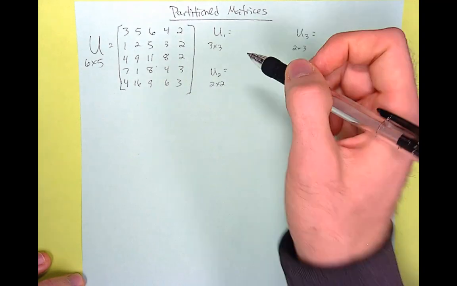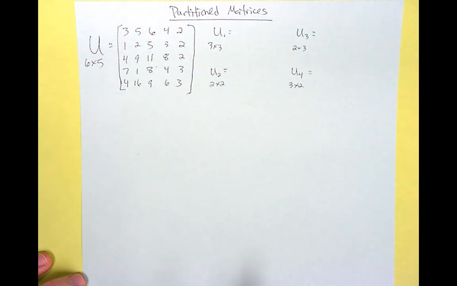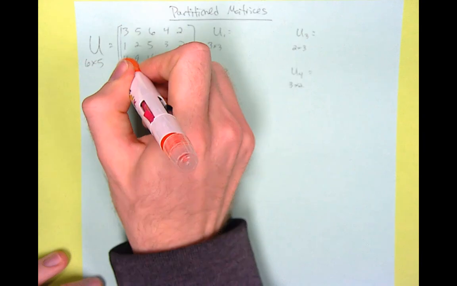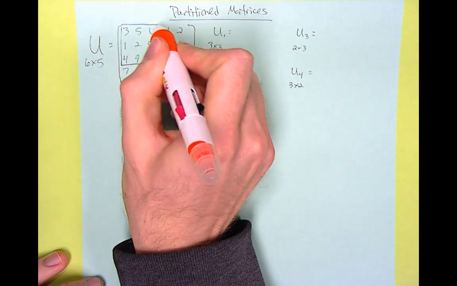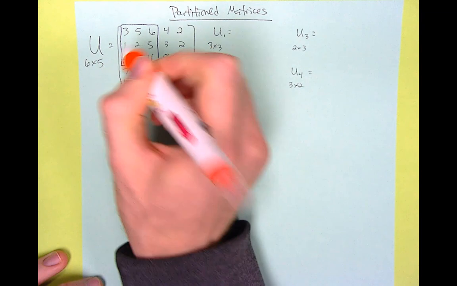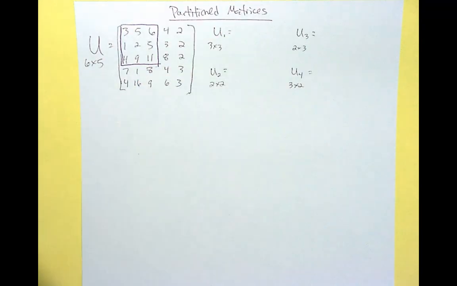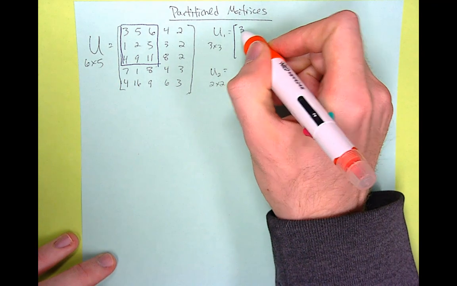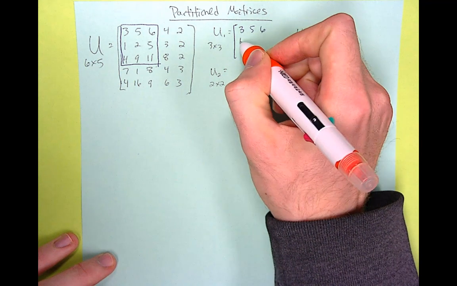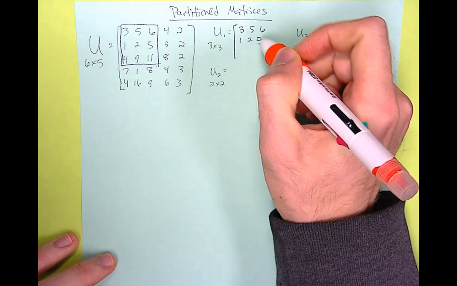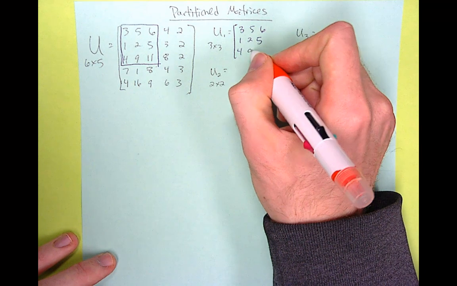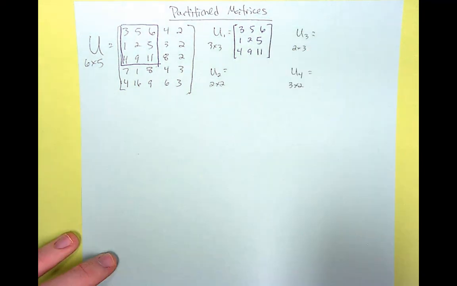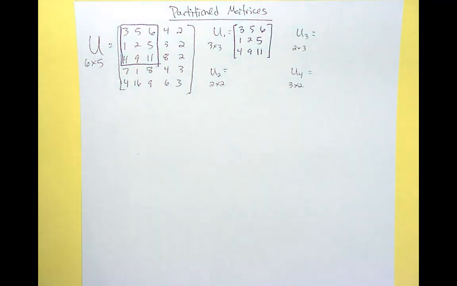So U1, we're going to take this first section. If you notice, we break that up and we have a 3 by 3. So I'm going to write this in blue. U1 is 3, 5, 6, 1, 2, 5, 4, 9, 11. I don't know if you can tell that's blue, but it is.